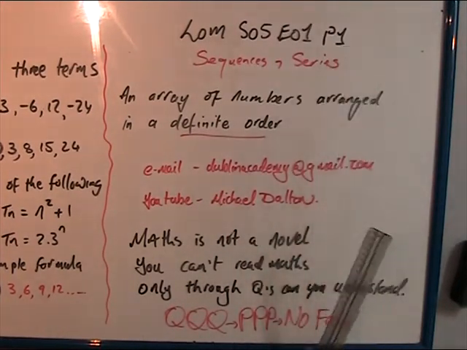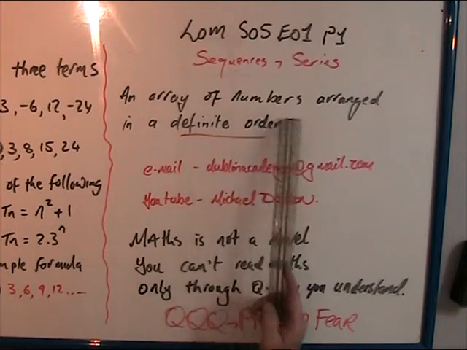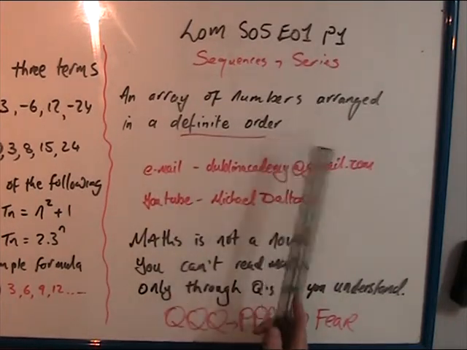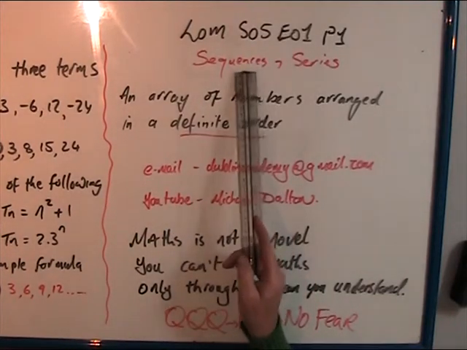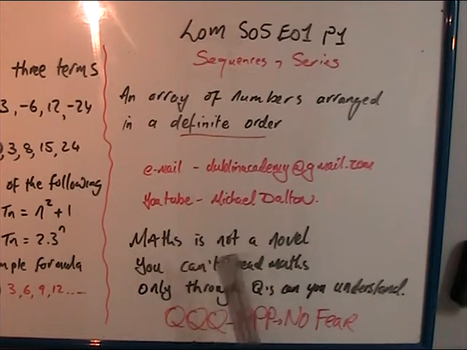Paper 1. Now, a sequence is an array of numbers arranged in a definite order. That's what a sequence is. We'll get back to that in a while. Maths is not a novel. You can't read maths. Only through questions can you understand.